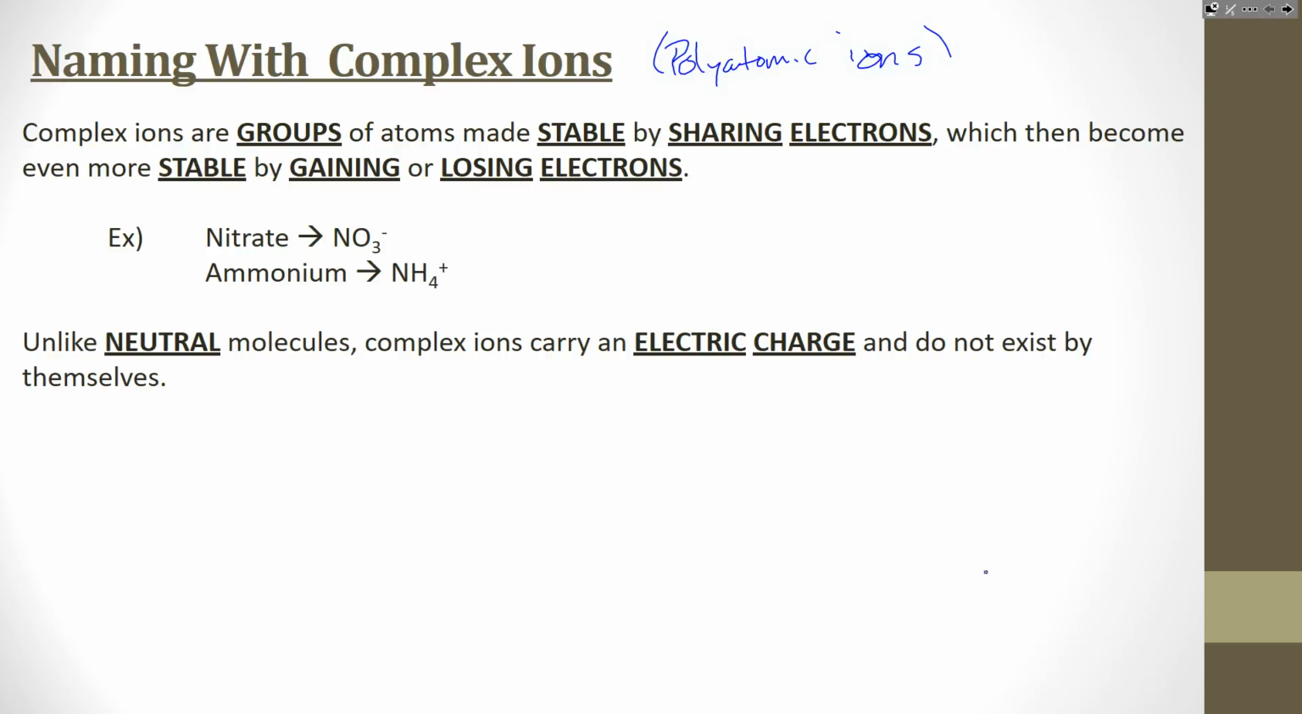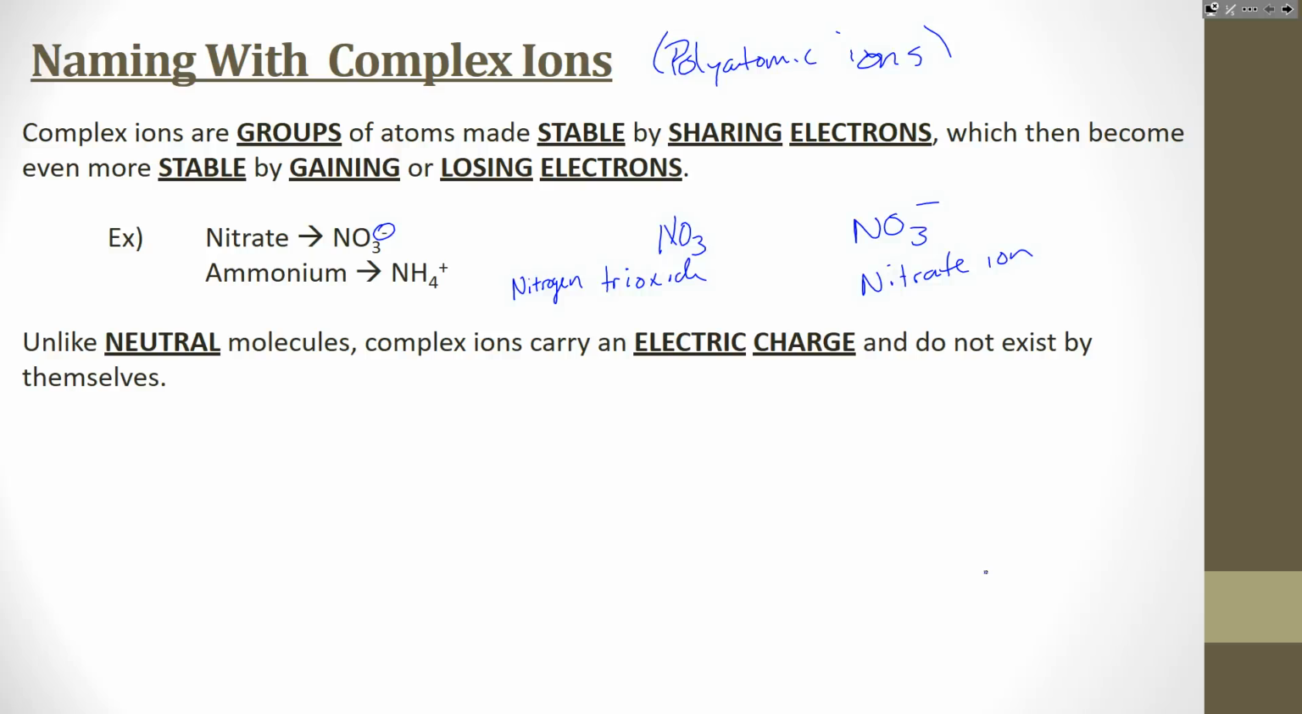So it's important to understand, and lots of students won't realize, that this little charge makes a huge difference. So if I write something like NO3, that is nitrogen trioxide. Maybe I'll write that down. Nitrogen trioxide. But if I write it like this, it is a nitrate ion. That little charge makes a big difference. They are completely different things.